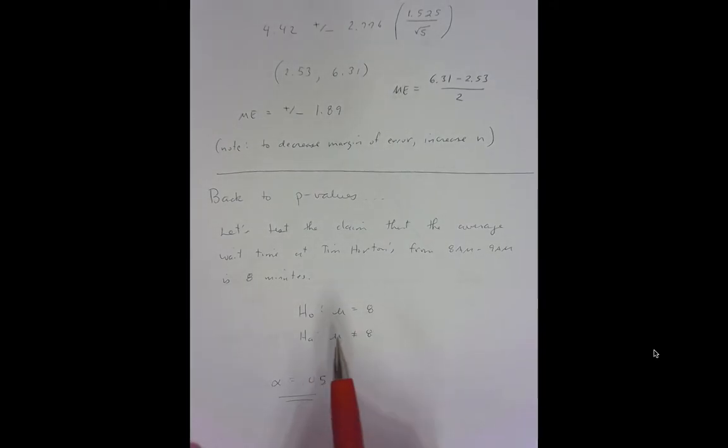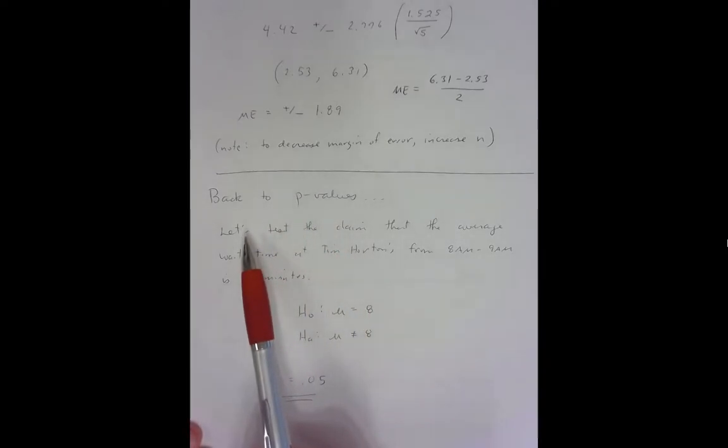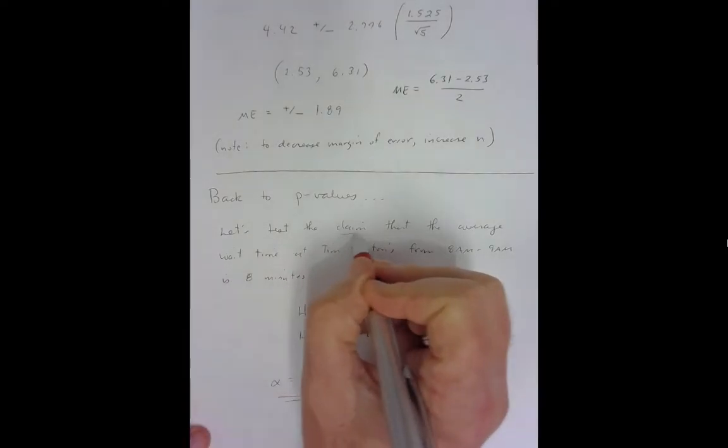Now, back to p-values. Pretty much everything I've done so far is just setting up the foundation for these p-values. So let's go back to this Tim Hortons problem, and let's test a claim. Let's say someone said, well, I think it takes about 8 minutes for the average person to wait to be served at Tim Hortons.